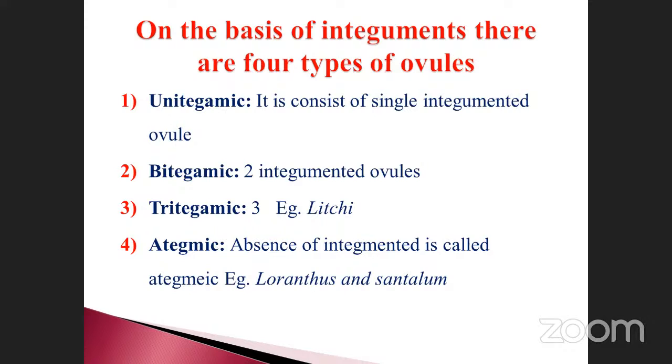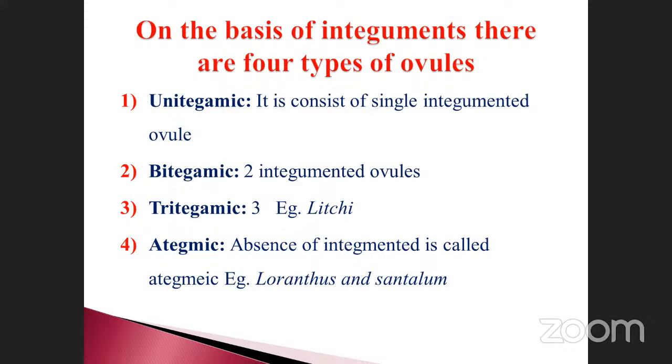Unitegmic means consisting of a single integument. Bi means 2, tri means 3. Ategmic means absence of integument; sometimes it may be absent. This question is also asked so many times. Ategmic means absence of integument. Example, Loranthus and Santalum. Santalum is nothing but sandal. It comes under the Verbenaceae family. They ask this so many times.